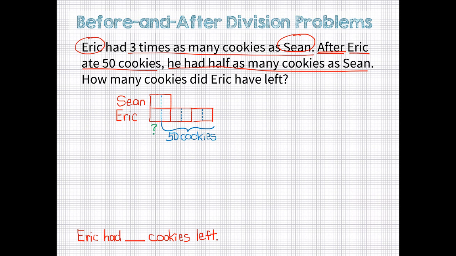Since we need to know how many cookies are in each of these smaller pieces, we'll use what we know, which is that 5 units is equal to 50 cookies. From there, we want to find out how much 1 unit equals, so we take 50 and divide it by 5 to find out that each piece represents 10 cookies. That tells us that Eric had 10 cookies left.